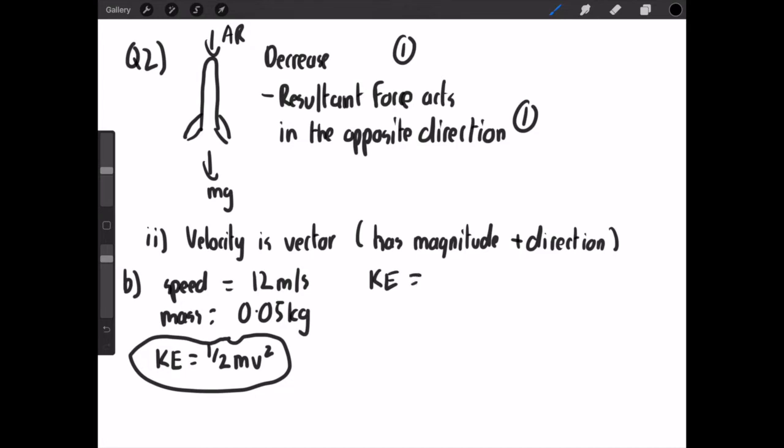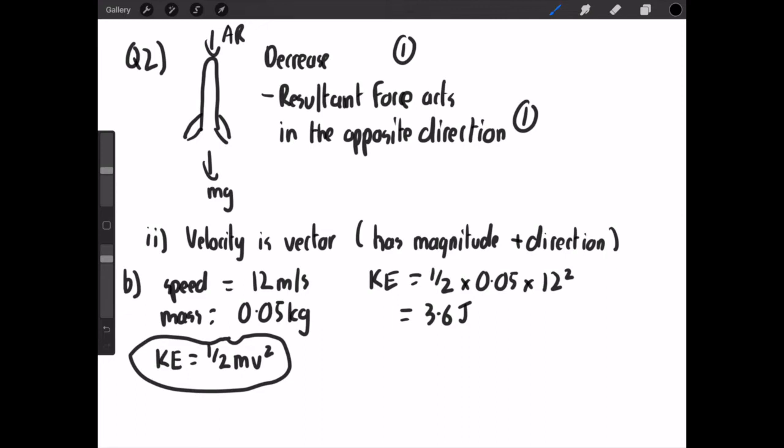I think the only mistake people may make is it's half times 0.05 times 12 squared. Don't do the half mv and then square the whole lot. That will give a different answer. That's not what we want. And that gives us 3.6 joules. Capital J for joules.